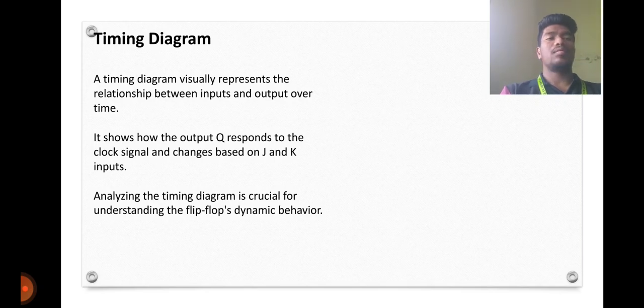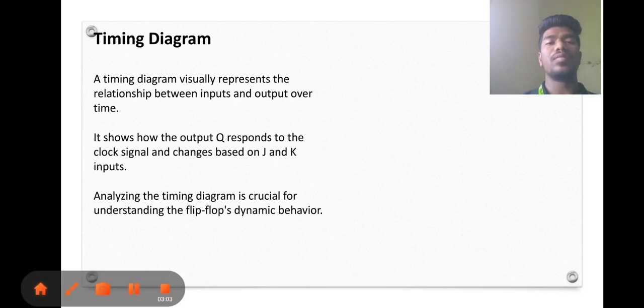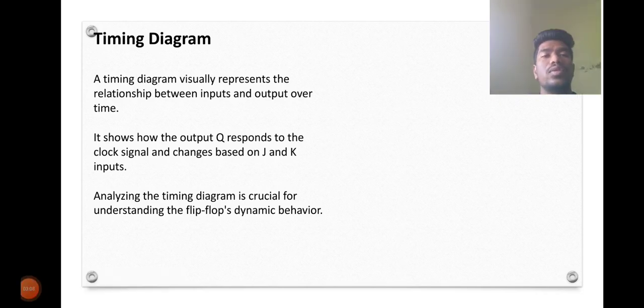Timing diagram. A timing diagram visually represents the relationship between inputs and outputs over time. It shows the output Q's response to the clock signal and changes based on the J and K inputs. Analyzing the timing diagram is crucial for understanding the flip-flop's dynamic behavior.